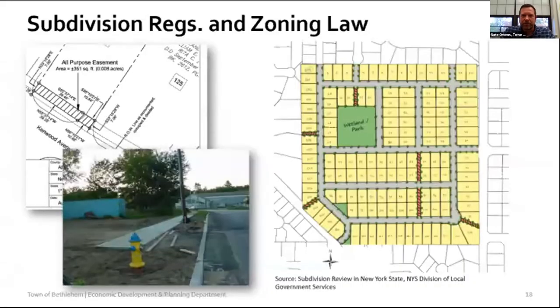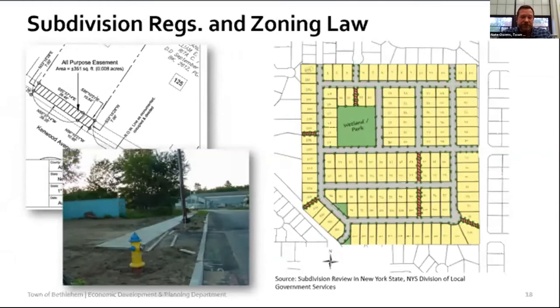And lastly, I'll wrap up quickly here. Implementing our plans with subdivision regulations and zoning law really integrates pedestrian safety into the development review process. Applications for development projects come in, they need to get a site plan or a subdivision approval, and they have to follow the regulations and guidelines in town code. So what that means for subdivisions is the planning board and town staff are going to look at the layout of a proposed subdivision and the street connectivity proposed.